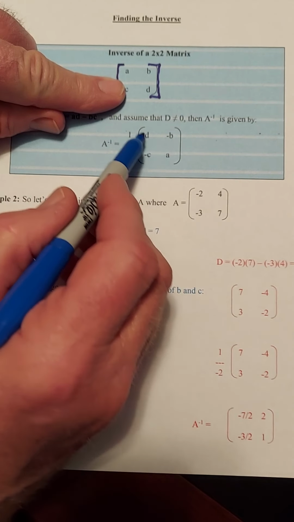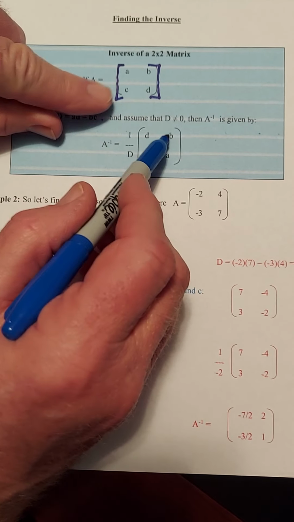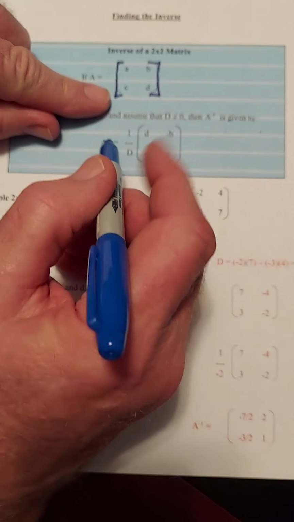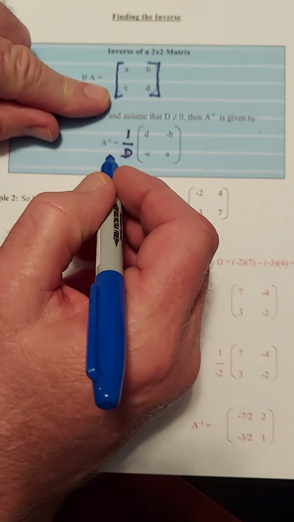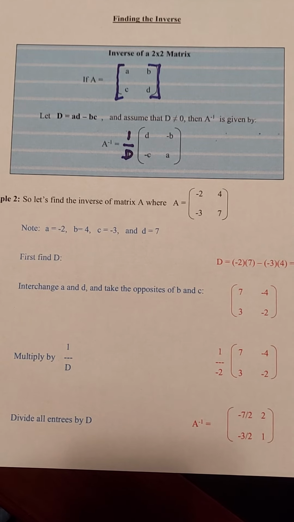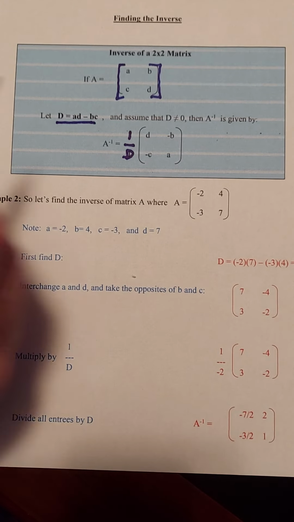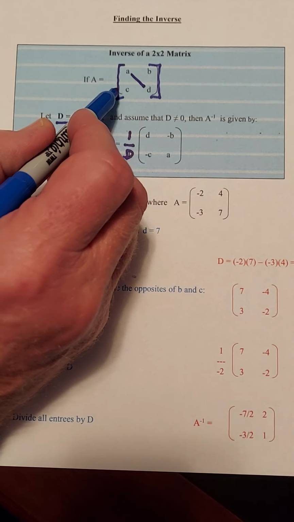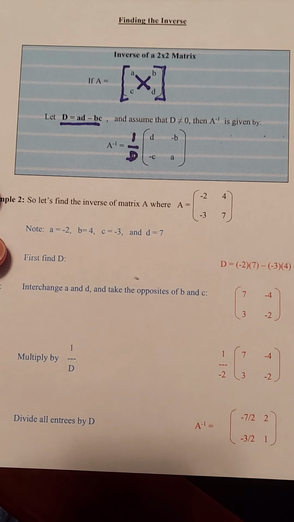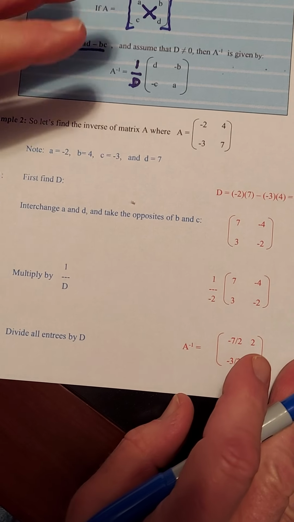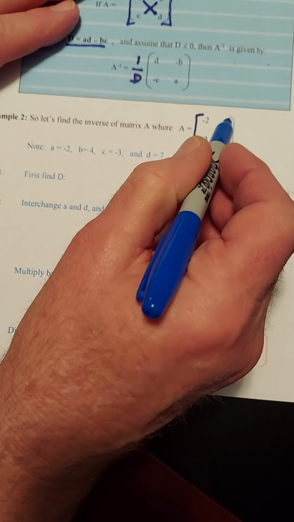See how they switch places? Now D's up here and A's down there. B, you took the opposite. C, you took the opposite. And then you have to multiply by 1 over D. D actually stands for the determinant, but you don't need to know that. To find D, D is equal to AD minus BC. So basically you're taking A times D and subtracting B times C. It's kind of a cross multiply type thing. Okay, let's look at an example. Let's say I have matrix A here, and I want to find the inverse of it.